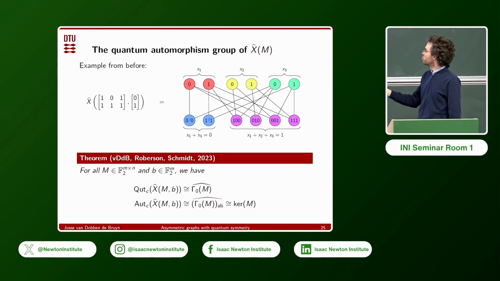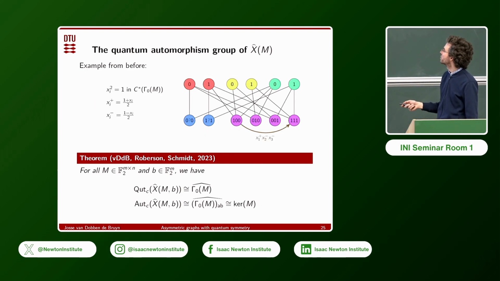So what we proved here is that the quantum automorphism group of this graph is isomorphic to the dual of the solution group. So remember, the solution group is a classical group, but if you take its dual, then that's going to be a quantum group, unless the solution group was abelian, then the dual will be a classical group. But typically this is a quantum group. And as a consequence of this, it follows that the classical automorphism group is going to be isomorphic to the dual of the abelianization of the solution group, but that's just isomorphic to the kernel of the linear system, actually.